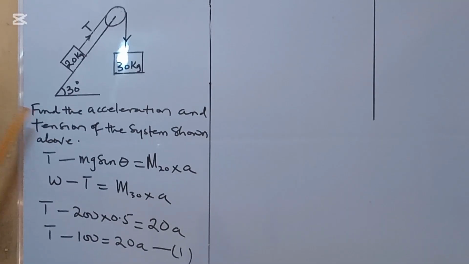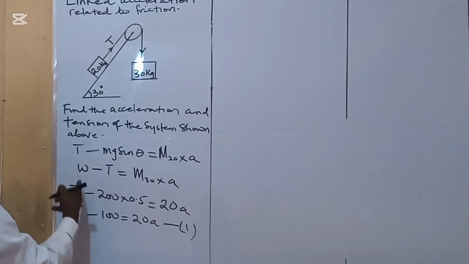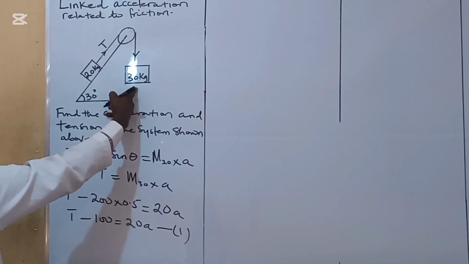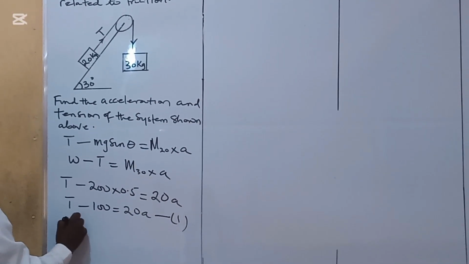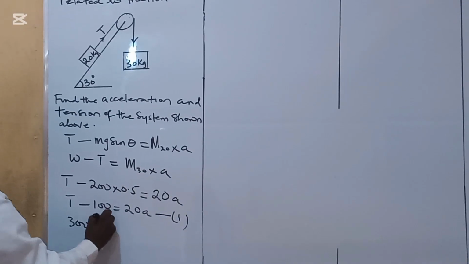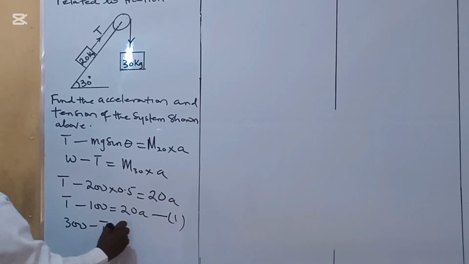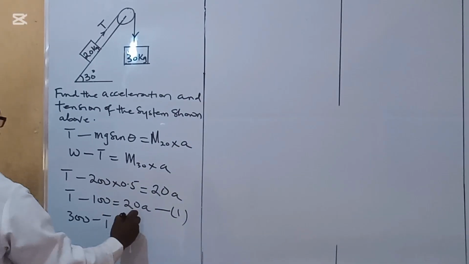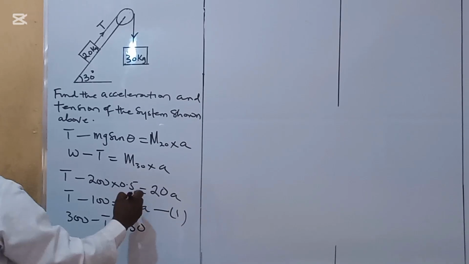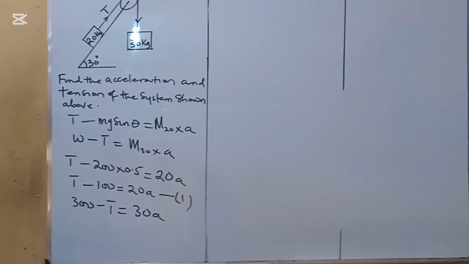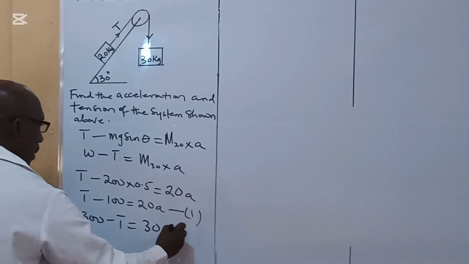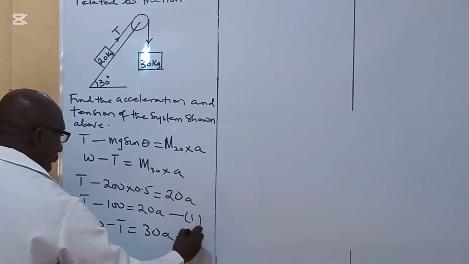Let us look at equation number 2. Now we have W, which is the weight of this 30. W is 30 times 10, which gives me 300, minus the tension is equal to the mass of 30 times the common acceleration. Let us call this one equation number 2.